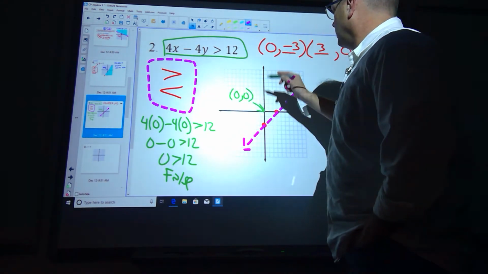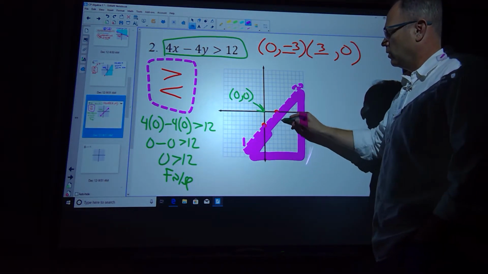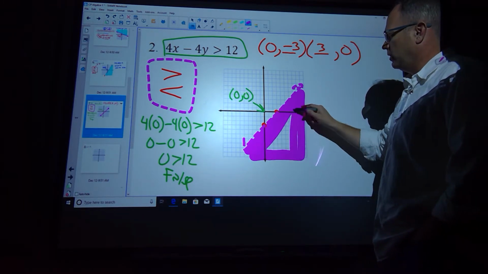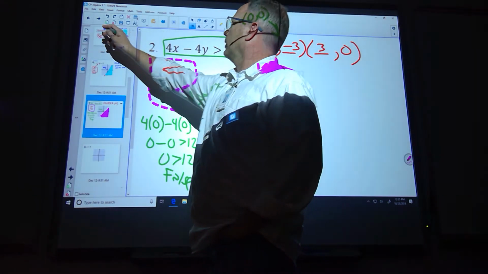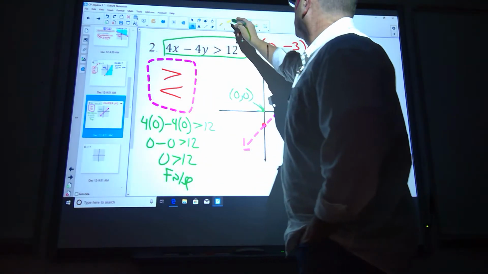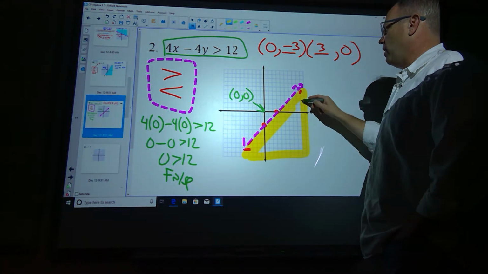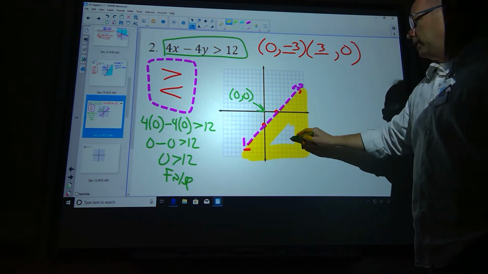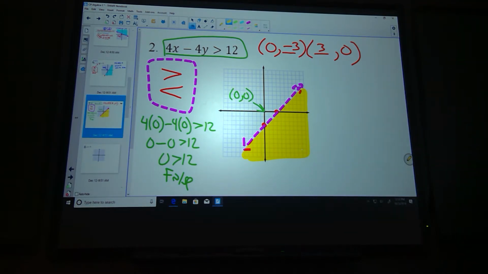Again, I'm using highlighter, so it's kind of easy to do. Notice I can still see my dotted line in there. If you don't like that, then I'll use a different color. I want to be able to see that you know that there's a dotted line there. There you go. So if I pick any point in that yellow region, it becomes a true statement.